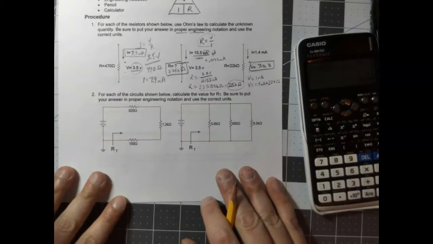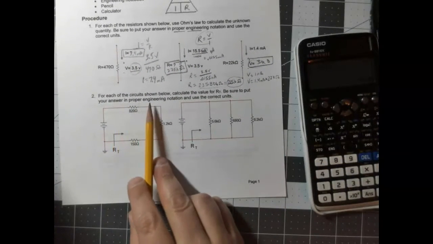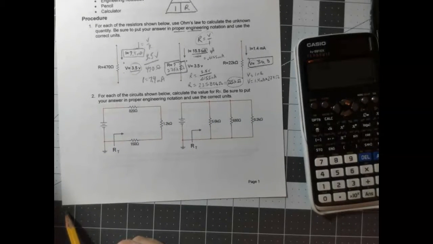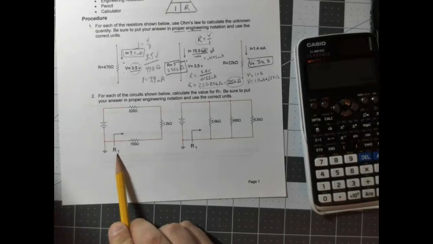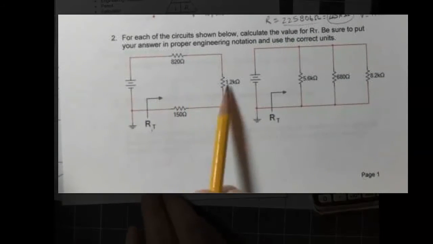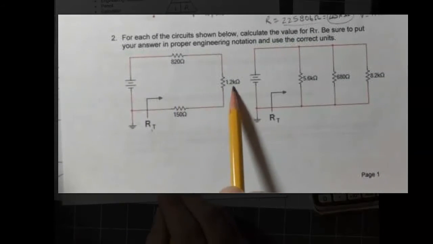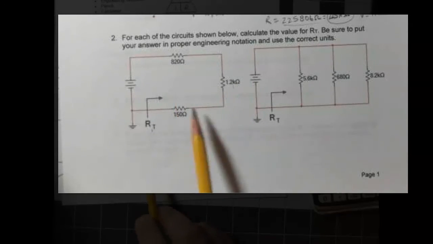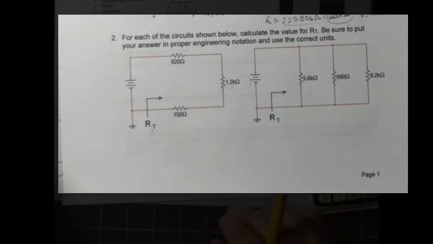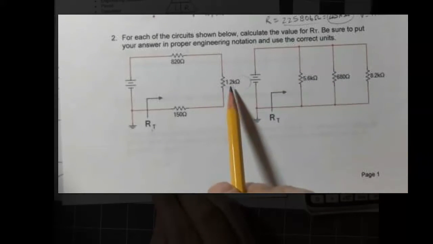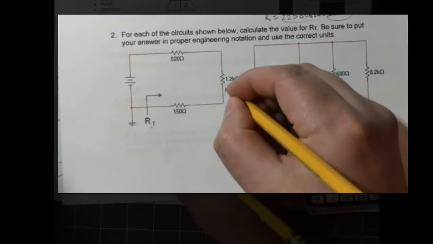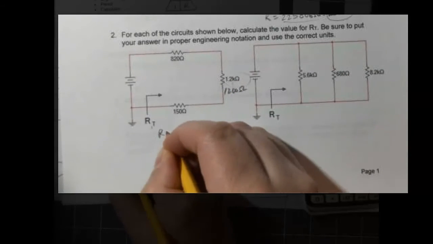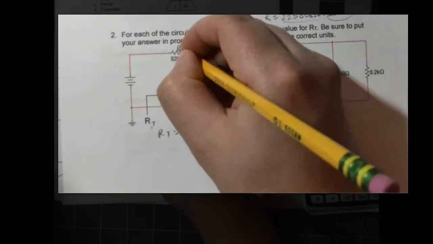Alright, let's move on. For each of the circuits shown below, calculate the value for RT. Be sure to put your answer in proper engineering notation and use the correct units. For resistance total, you're literally just going to add these all up. But we have 820 ohms, and then we have this 1.2 k ohm right here, so we have to convert this to just ohms. So that would be 1,200 ohms.